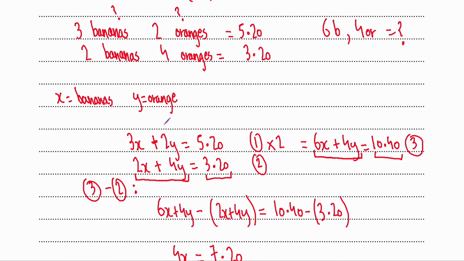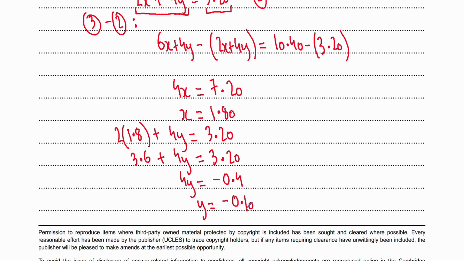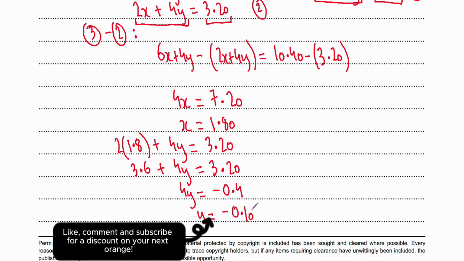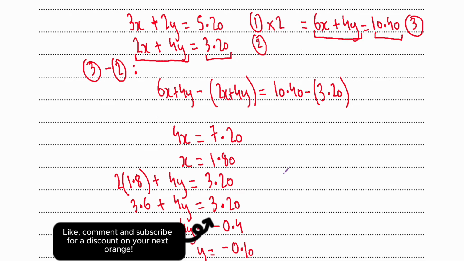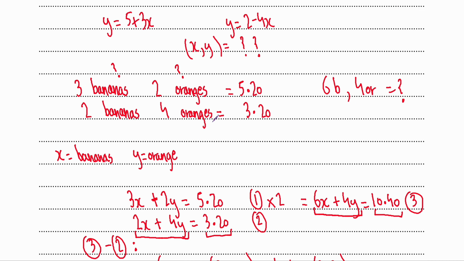because we're dealing with oranges and bananas. Negative 0.1 means you're getting 10 cents for each orange you buy, which I guess could be a discount deal or something, but that's because I just made these numbers up. That doesn't make a lot of sense.